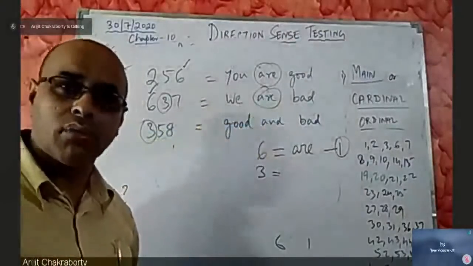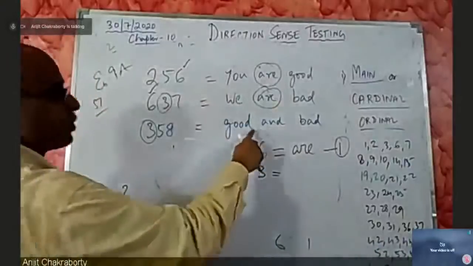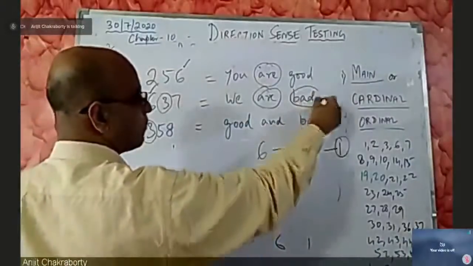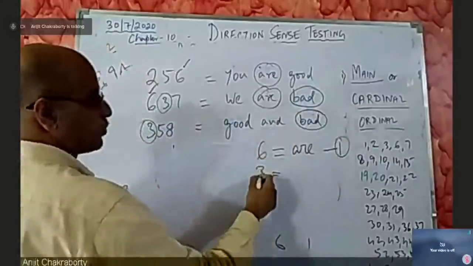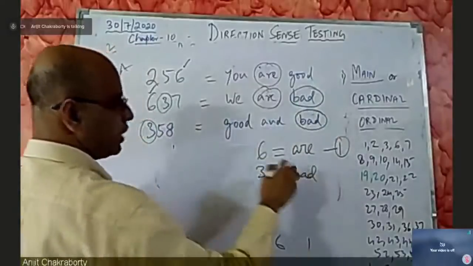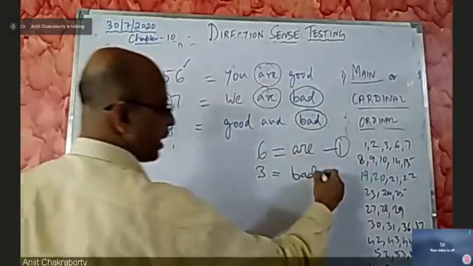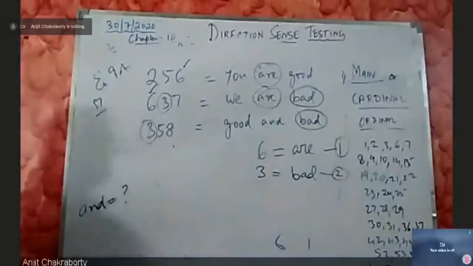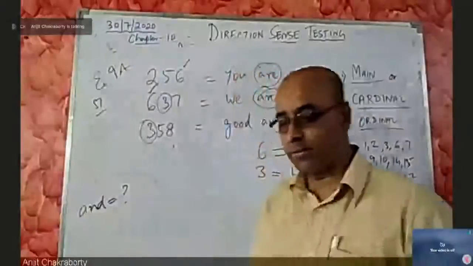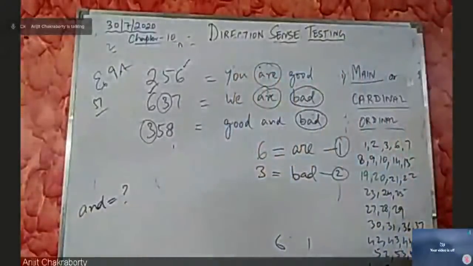Do we have a common word here? Yes. The common word is "bad." Bad and bad. So 3 means bad. 6 means "are." 3 means bad. Right? So, check once again. We have to find what we mean by "and."